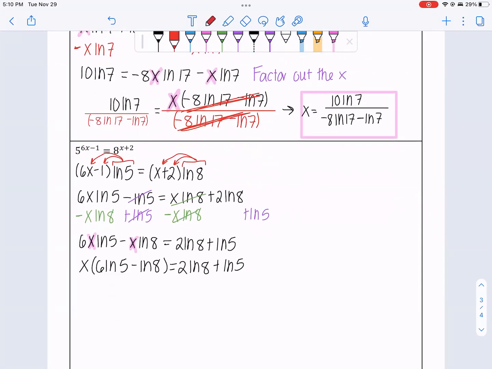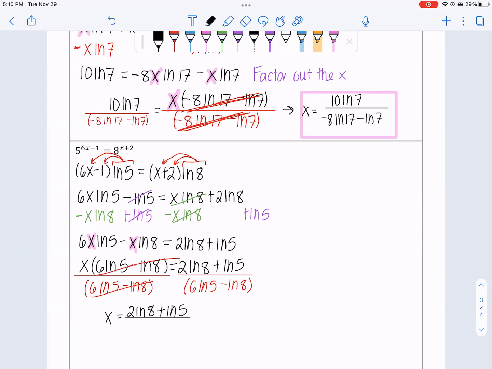To get x completely by itself, I am dividing both sides by this, 6 ln 5 minus ln 8. Boom, boom. You are left with x equals 2 ln 8 plus ln 5, all divided by 6 ln 5 minus ln 8. It's just tedious. All right, that's what it is. It's tedious, but it's still doable.